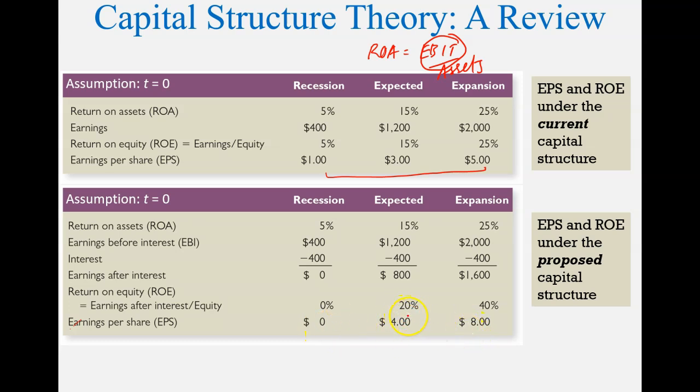Yes, expected value, if recession, expected, and expansion were equally likely, on average you're expecting 3 here, and on average you're expecting 4 here, and 4 is higher than 3, but the riskiness or volatility around this 4 is more, right? And therefore it's not as straightforward, because what we really want to understand is that our expected return with debt is higher, but so is the risk.